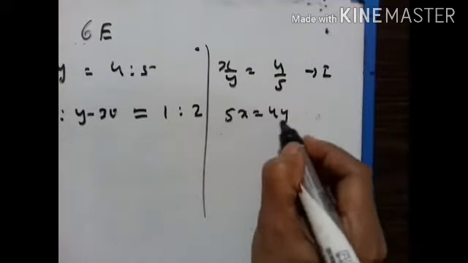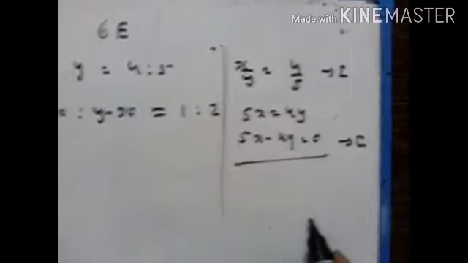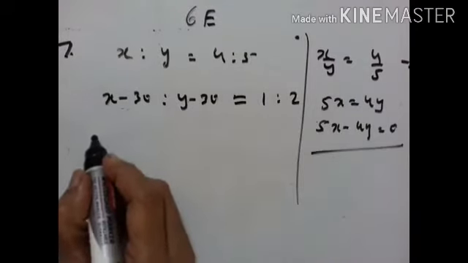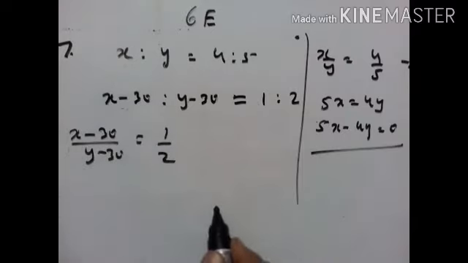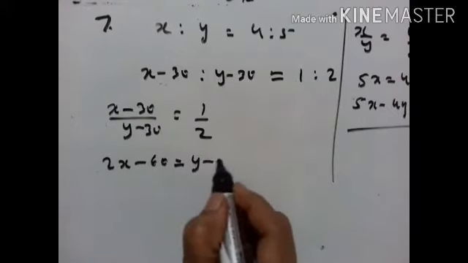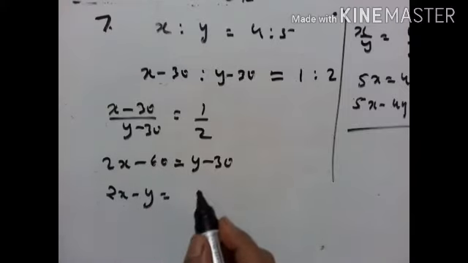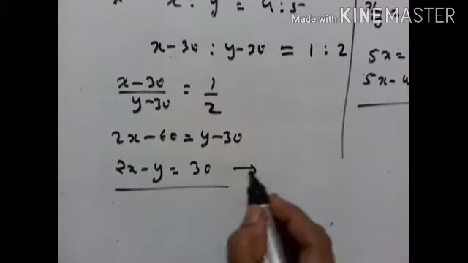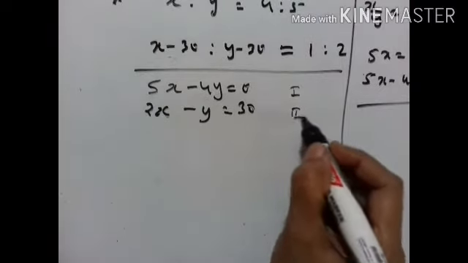5x is equal to 4y. 5x minus 4y is equal to 0. Let us simplify the second equation now. X minus 30 upon y minus 30 is equal to 1/2. 2x minus 60 is equal to y minus 30. 2x minus y is equal to minus 60 becomes plus 60. 60 minus 30 is equal to 30. This is the second equation. This is the first equation and this is the second equation.